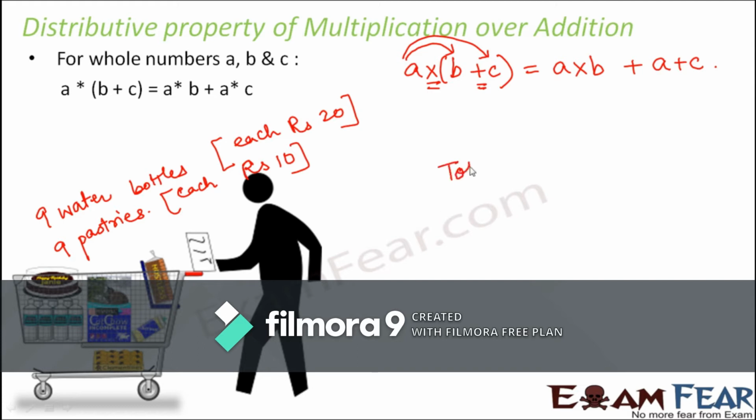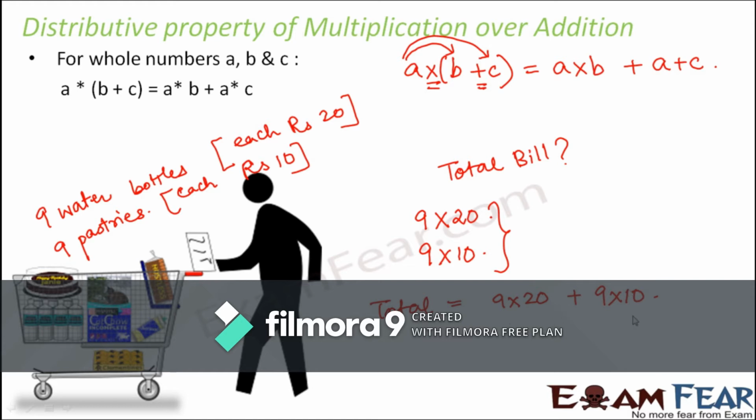Now, if I ask you, what was your total bill? It is very easy, because what are you going to do? The cost of one bottle is 20, therefore the cost of 9 bottles would be 9 into 20. Obviously, the cost of one pastry is 10, so the cost of 9 pastries would be 9 into 10. So the total bill or the total cost would be 9 into 20 plus 9 into 10. And then you multiply this and add the two, and that is how you arrive at the total bill.